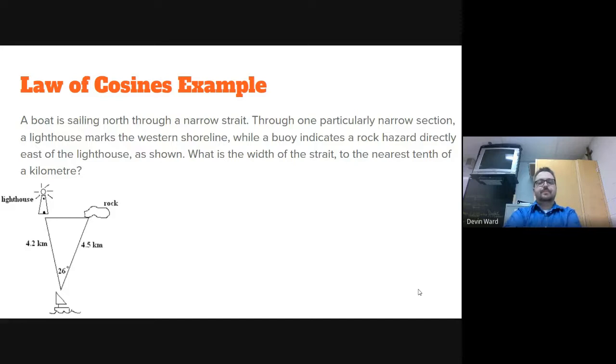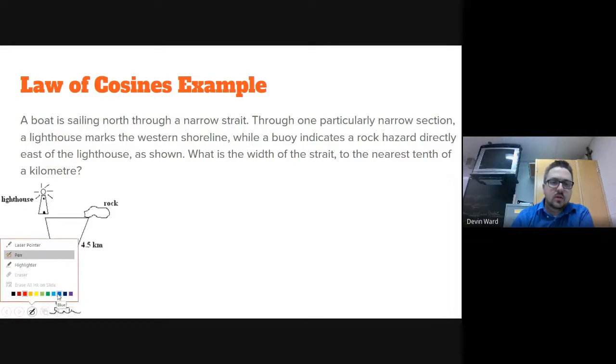Okay, last one. A word problem now. A boat is sailing north through a narrow strait. Through one particular narrow section, the lighthouse marks the western shoreline, while a buoy indicates a rock hazard directly beneath it, east of the lighthouse shown. What's the width of the strait to the nearest tenth of a kilometer? Okay, so we are looking for the width here between the lighthouse and the rock.